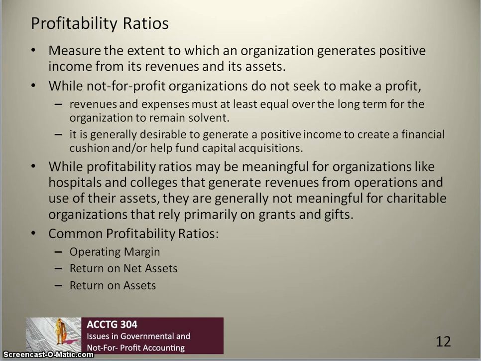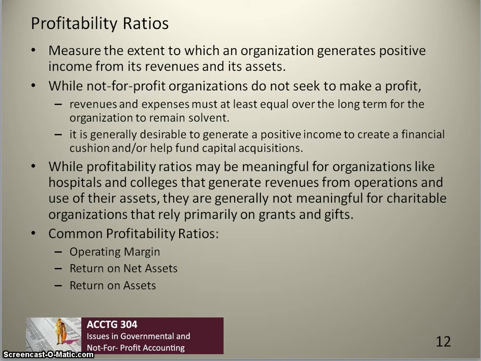Profitability ratios. These measure the extent to which an organization generates positive income from its revenues and its assets. While not-for-profit organizations certainly don't seek to make a profit, revenues and expenses must at least equal over the long term for the organization to remain solvent. And it's generally desirable to generate positive income to create a financial cushion or to help fund capital acquisitions.